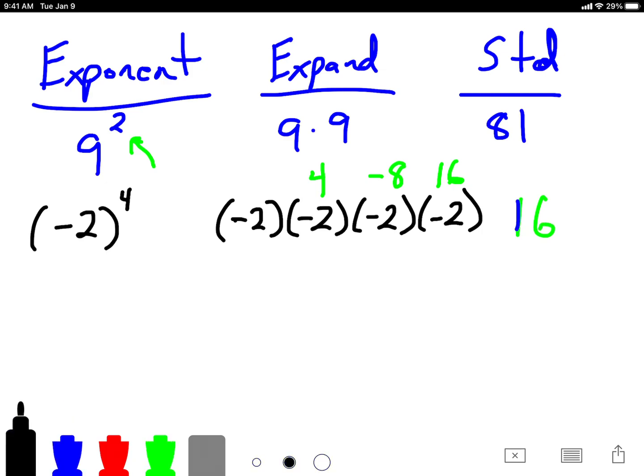Oops, I guess black would have been the better color to use with that. So our -2 to the fourth, the standard form is 16. -2 to the fourth is our exponential form, and writing -2 times to itself 4 times, that's the expanded form. It's the expanded form because it looks expanded, right? You can see that it's bigger. So that's exponential, expanded, and standard form.